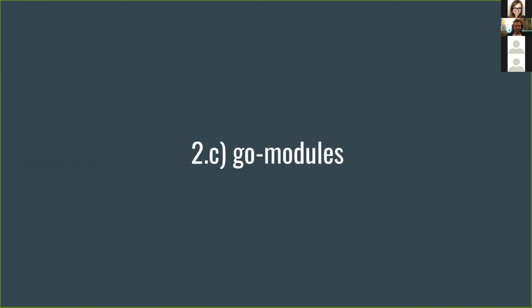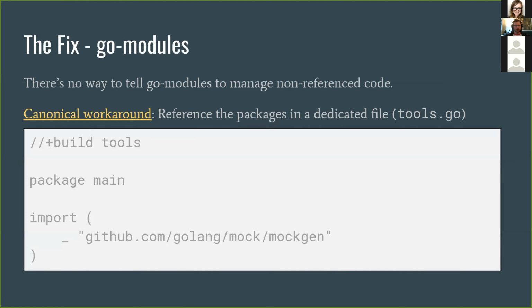Okay, now let's see Go modules. So for Go modules, as said, there's no way to tell it in some specific config file to pull in non-referenced code. But there seems to be a canonical workaround, which, so this thing is yellow because it's pointing to a GitHub issue where I found a discussion about this topic. So that's why I deem it canonical.